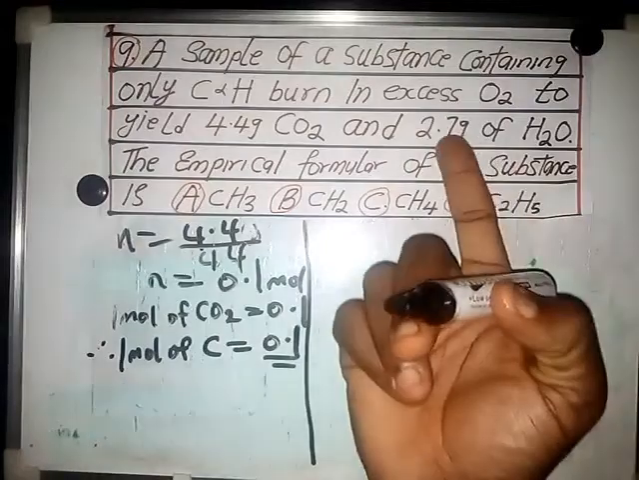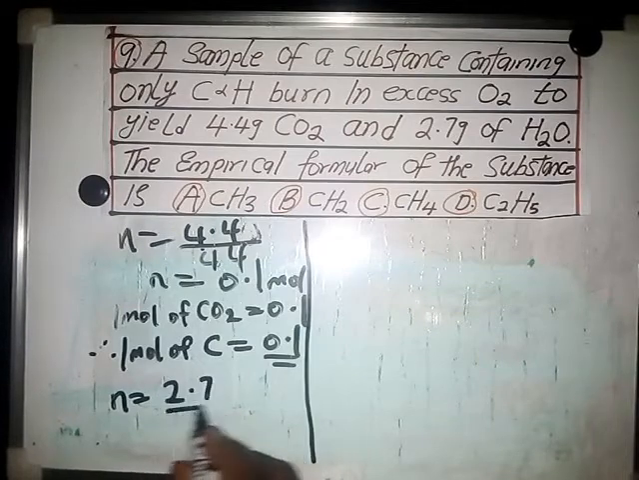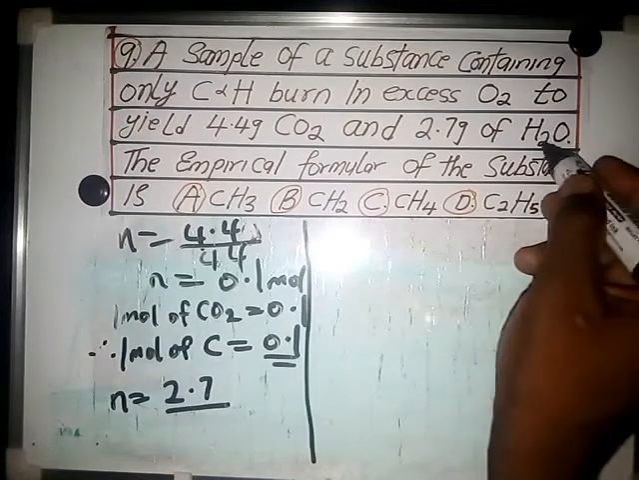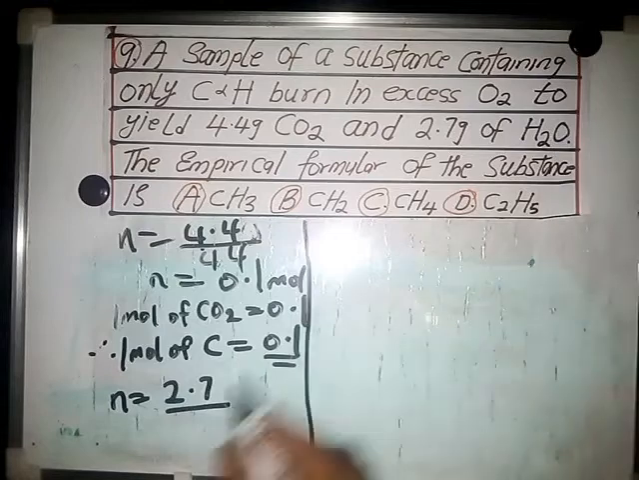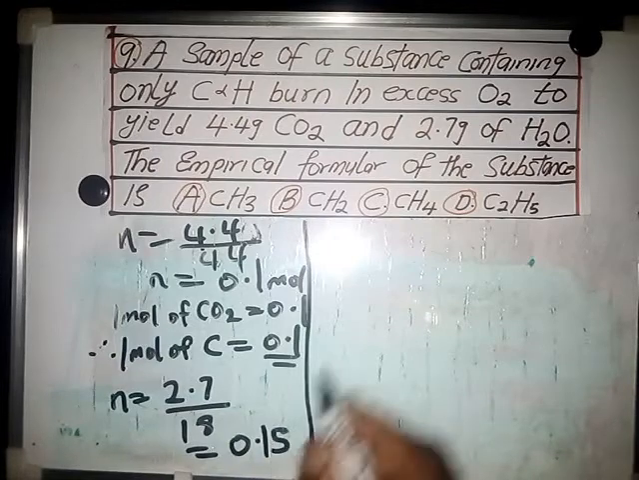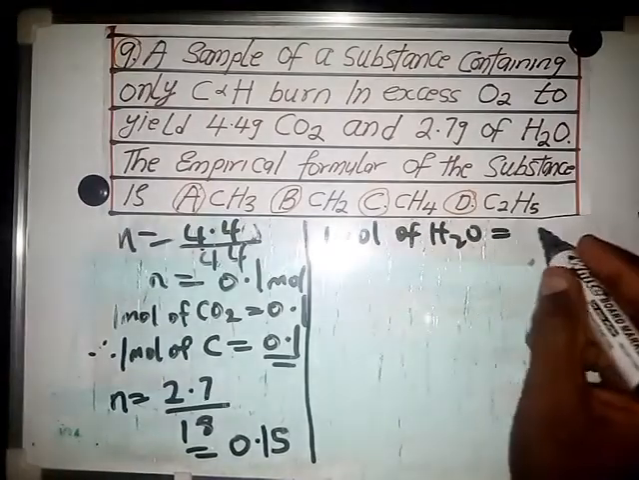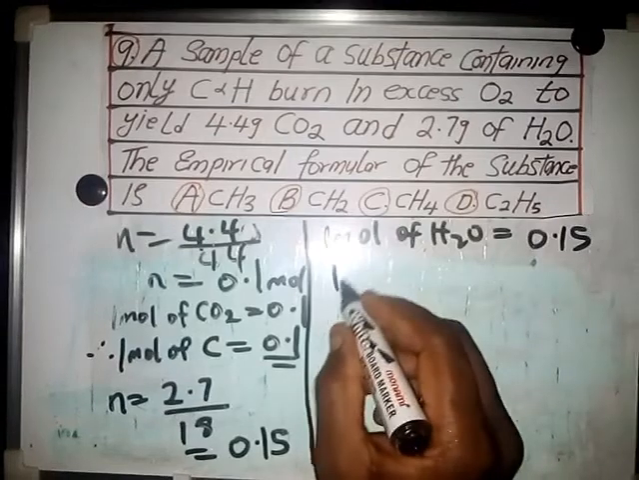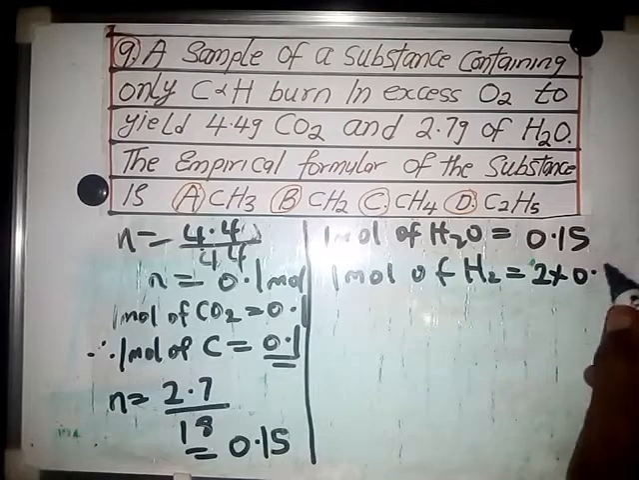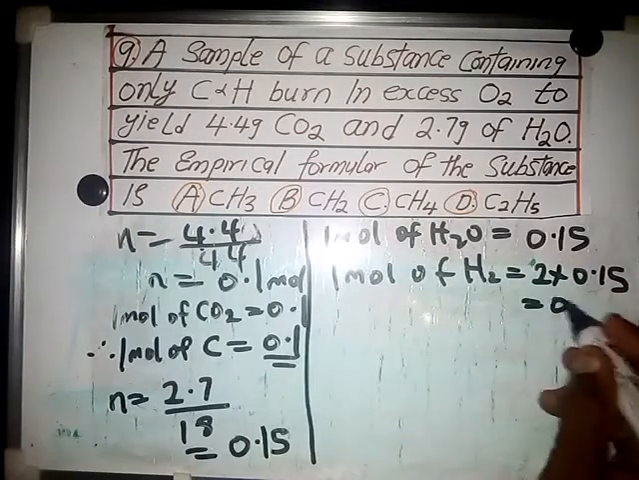Let's do the one for hydrogen from water. So I'm going to do the same thing. Mass 2.7, molar mass: O is 16, H is 1, plus this times this 2, that's 16 plus 2, 18. So when you divide, you get 0.15. Since 1 mole of H2O equals 0.15, that means 1 mole of hydrogen will equal 2 times 0.15, because of these two, hydrogen is atomic, that's why. So you are getting 0.3.